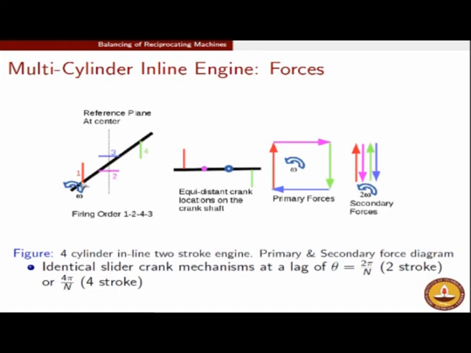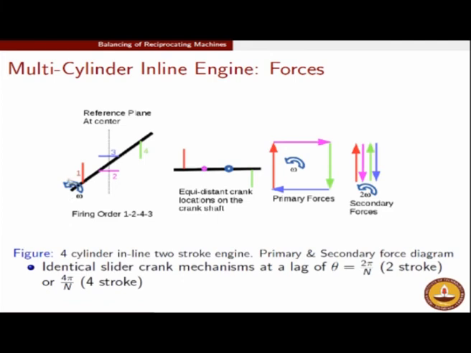So the firing orders of these engines are different. We have taken for illustration a 2-stroke engine, but it is 4-cylinder and inline, which means a 2-stroke engine completes its cycle in 2 pi. So with one rotation of the complete crankshaft, the entire engine cycle is completed.